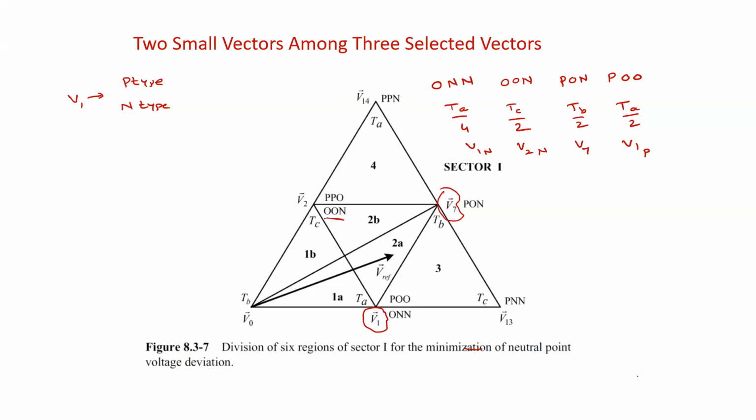PPO. What is PPO? No, we must follow the symmetry, right? So what will come here? V7. So we have the V7 vector, right? So this is V1, right? So what comes after this?